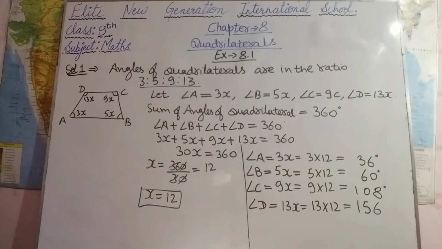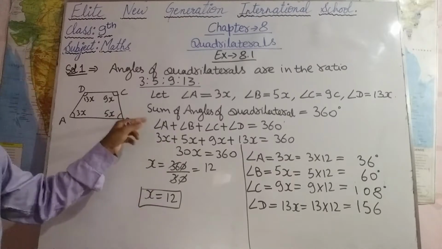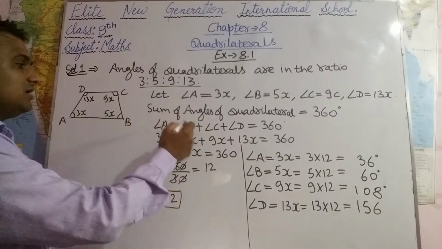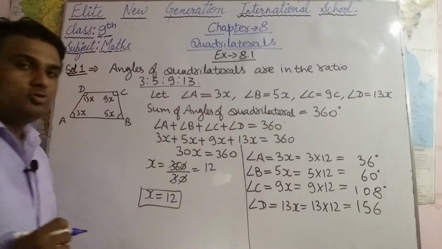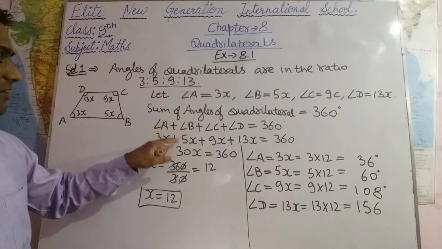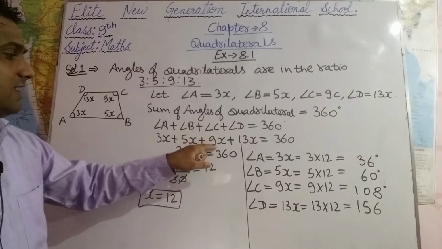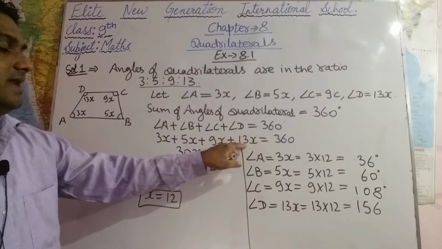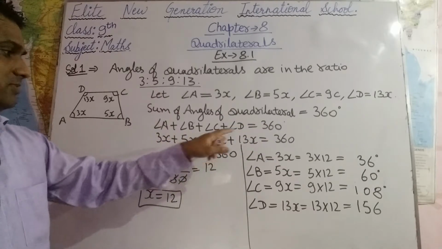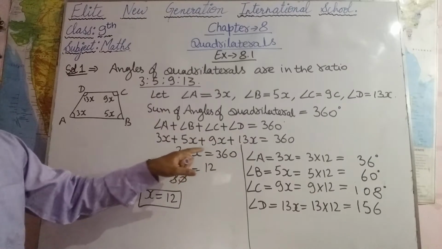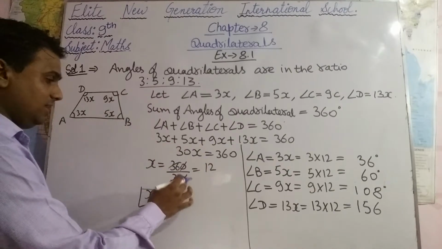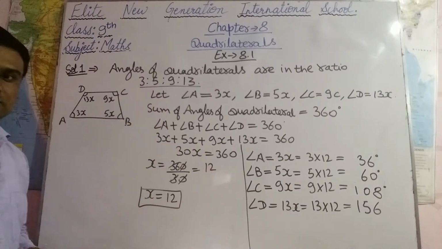So according to the angle sum property of a quadrilateral, the sum of angles of a quadrilateral equals 360. So here we can write angle A plus angle B plus angle C plus angle D equals 360 degrees. So in place of angle A we can write 3x, in place of angle B we can write 5x, in place of C 9x, and in place of D 13x, equal to 360. So 3x plus 5x plus 9x plus 13x, it will be 30x, that is equal to 360. Now finding the value of x, we divide 360 by 30, so it will be 12. So the value of x is 12.